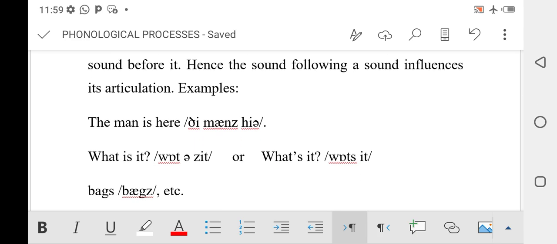This is a sentence though. Let me start with the single words first. Here we have bags.